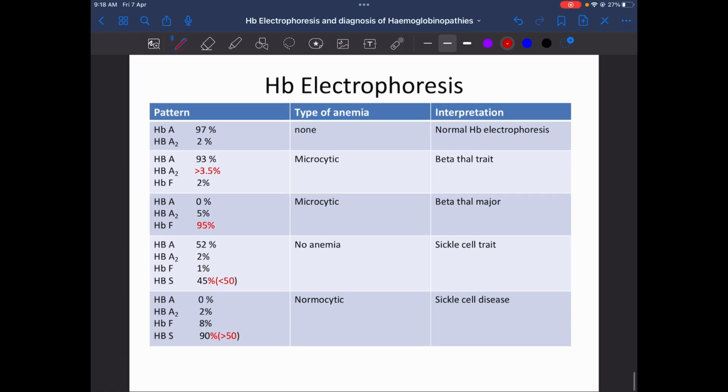Okay, and this pretty much is the end. This table gives us a very nice summary of how exactly you can interpret hemoglobin electrophoresis. If you were to go through this table a couple of times, you would be set for the exam. And I hope you had a great time in this lecture with me.